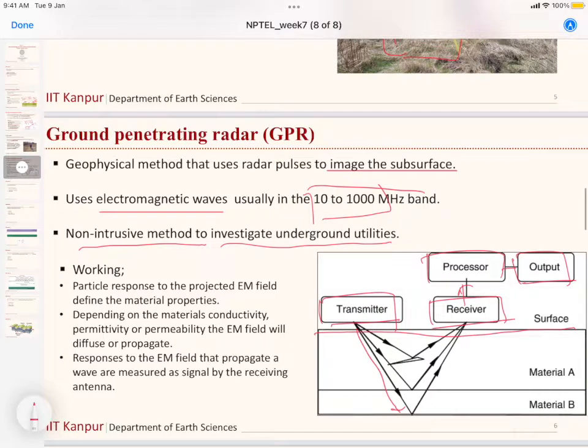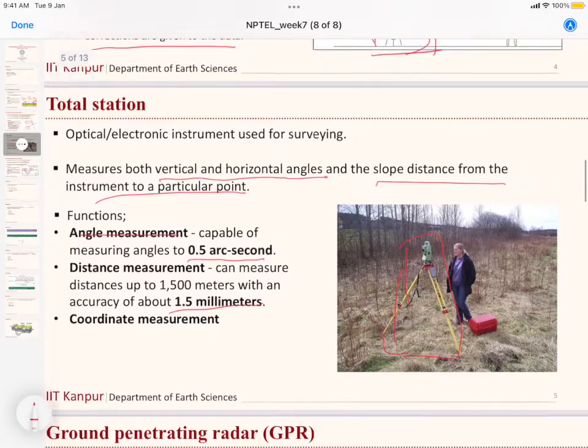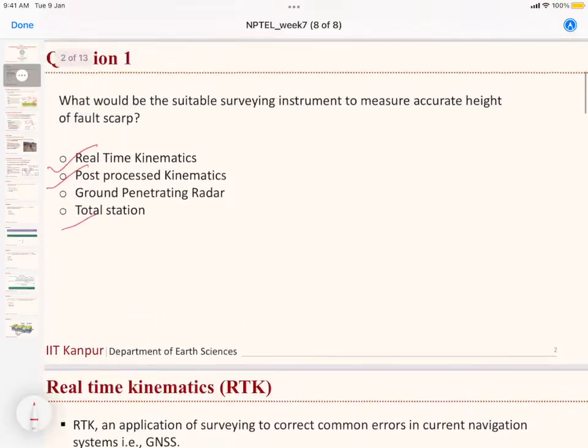And the property that majorly affects the GPR method is the conductivity and the permittivity of the material, because here we are using the electromagnetic field, so that's why permittivity plays a very important role in the signature that we get on the receiver, and how it is impacting that we'll see in the subsequent slides. So far we have understood all the four options that we were given in this particular question.